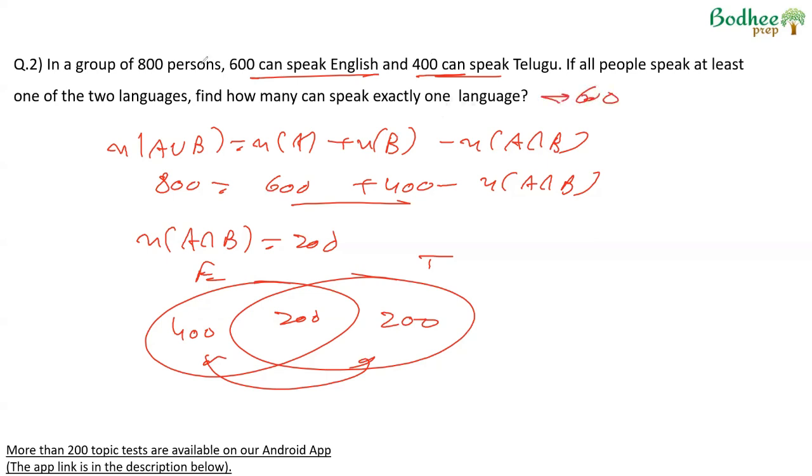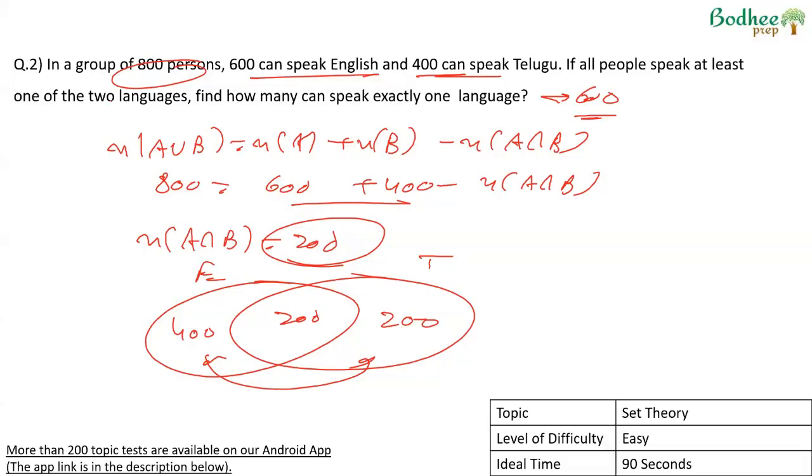Or there were 800 people. 200 are speaking both languages. So 800 minus 200, 600 will speak exactly one language becomes my answer. In terms of level of difficulty, easy question, not more than a minute and a half to solve.